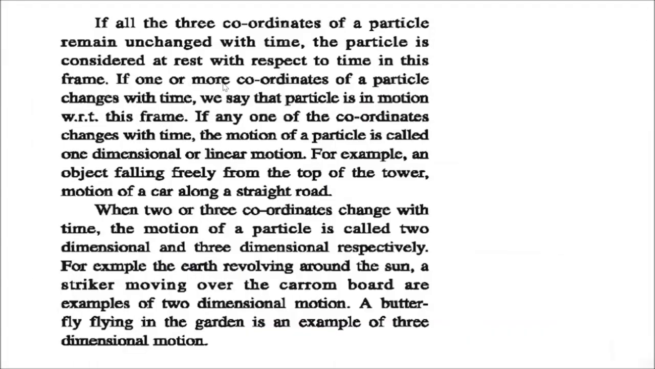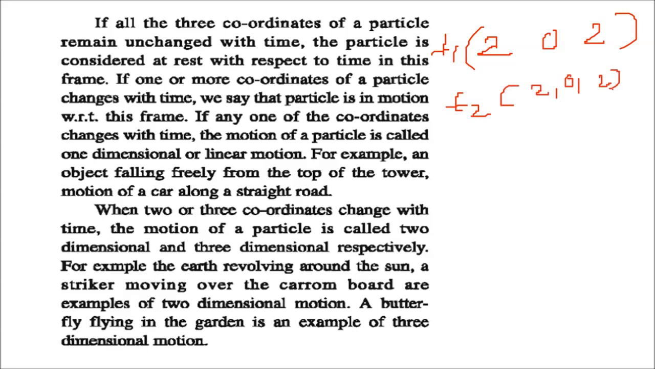If all three coordinates of a particle remain unchanged with time, then we say that the particle is at rest. That means x is 2, y is 0, and z is 2. This is the x, y, z position at T1. Now at T2, you are again at 2, 0, 2. Neither x, y nor z has changed. That means you are at rest.